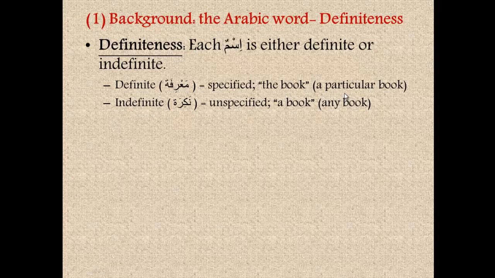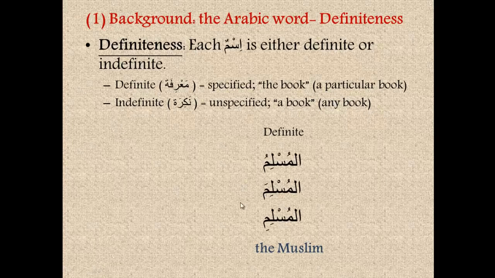If I say the book is on the table, out of all the books in the world, out of millions and millions of books, there is just one book that I am referring to. On the other hand, if a noun is indefinite or nakirah, it is unspecified. When I say a book, I'm talking about any book.